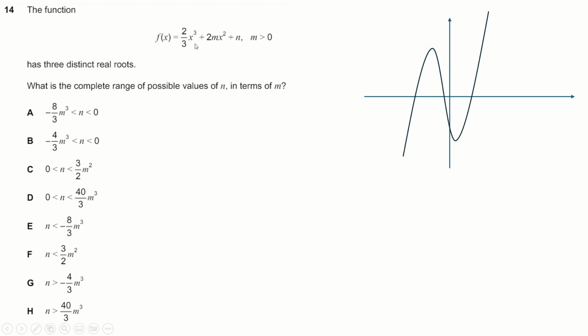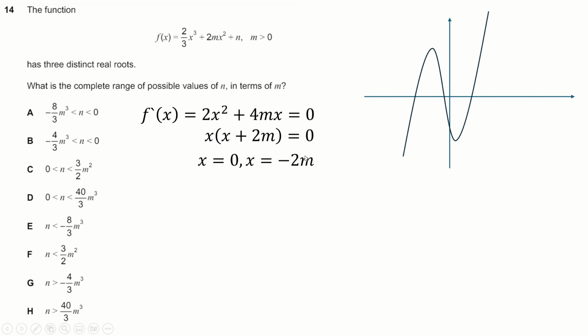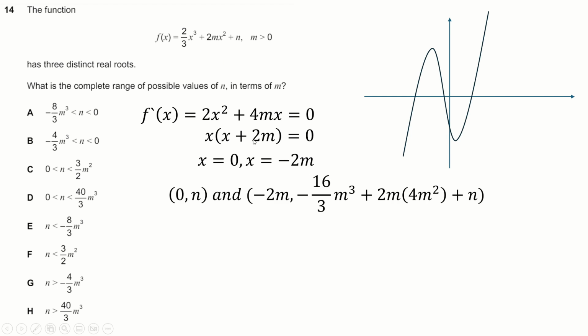Now the stationary points of this are, of course, found by differentiating and setting to 0. We can factorize that, and we have stationary points x equals 0 or x equals minus 2m. We can put those 2 points into the original function to find out where they are. If you put in 0, you, of course, just get n. And if you put in minus 2m, you get this, which eventually simplifies to this. Now, again, remember what I said. I needed one of these stationary points to be above the axis and one to be below for 3 roots.